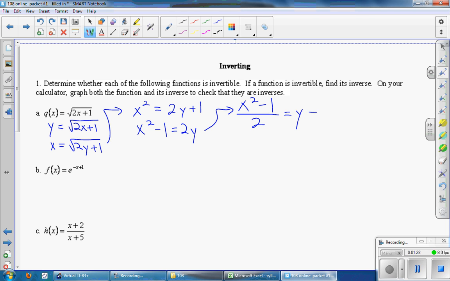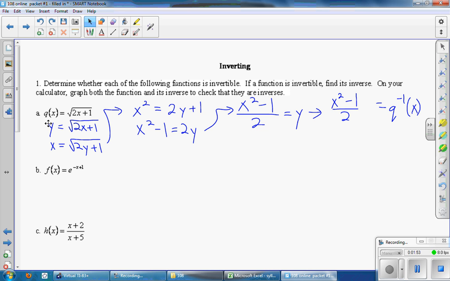And then the last step here is to just replace that y with the symbol f inverse of x, except it's not f in this case, it's q. So q inverse of x is the function that we just found. Okay, so one small detail, and I'm not super interested in this detail, so don't sweat it, but technically, this function isn't the inverse as it sits.